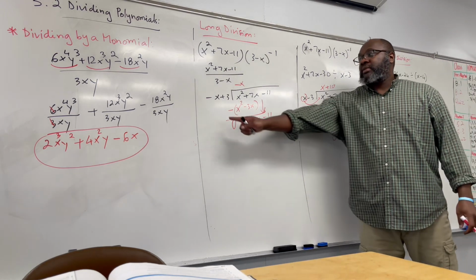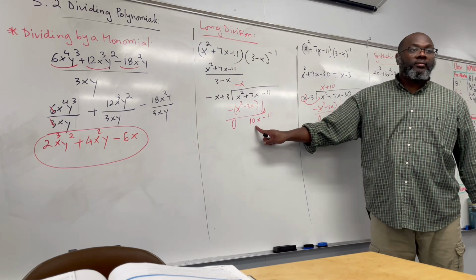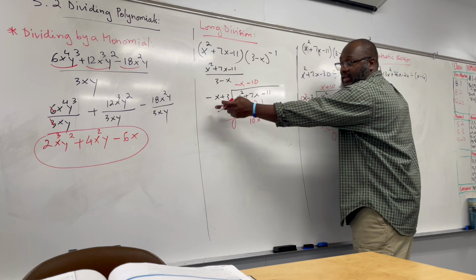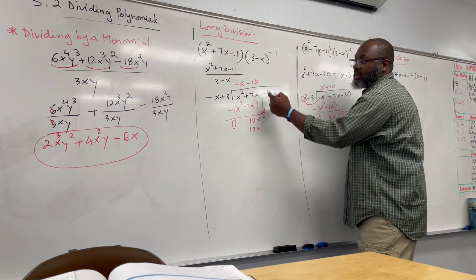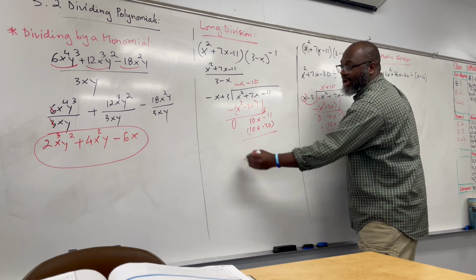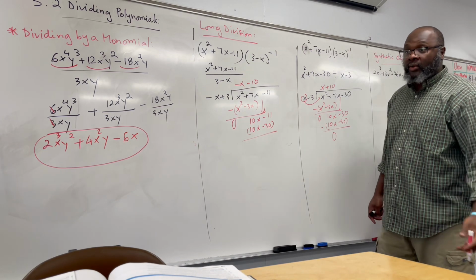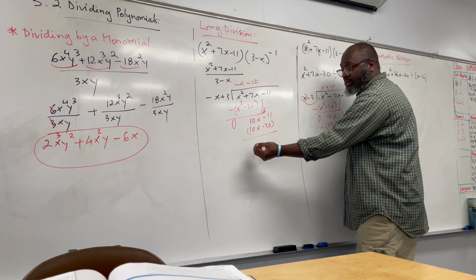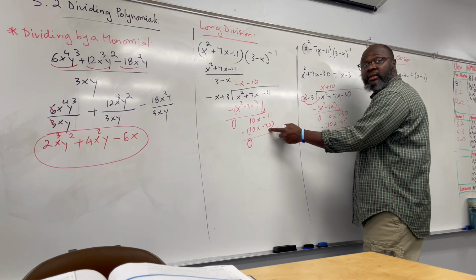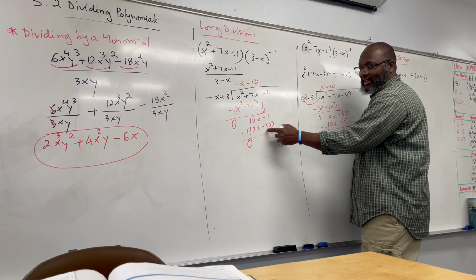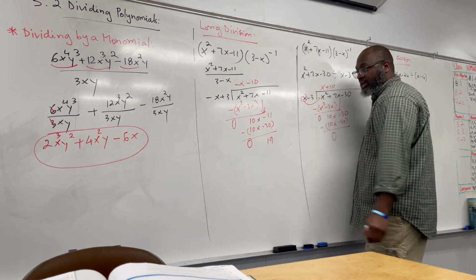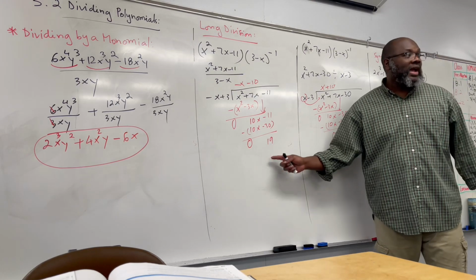Now, how many times does negative x go into 10x? Negative 10, right? So negative 10 times negative x is 10x. Negative 10 times 3 is negative 30. Now we have a case where our remainder is not 0. 10x minus 10x is 0. And then negative 11 minus negative 30 is? 2 negatives is, so 19. So now we have a remainder of 19.